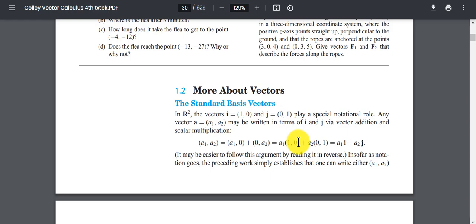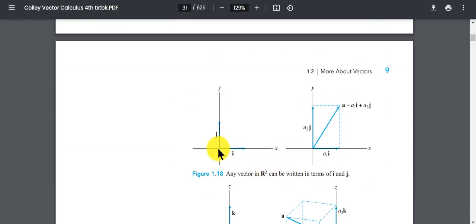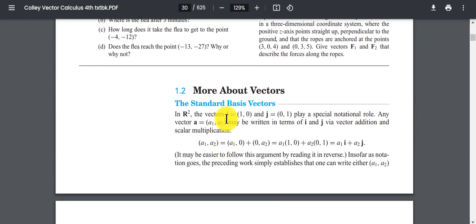Oh, I'm sorry, I forgot to say, what are the coordinates of I? We go 1 unit in the x direction, so it's 1, comma, 0. We don't go any units in the y direction. So the coordinates of this are 1, comma, 0, or we can say the vector is 1, comma, 0. And how about this one? This j is 0, comma, 1. So, okay. I is 1, comma, 0, and j is 0, comma, 1.